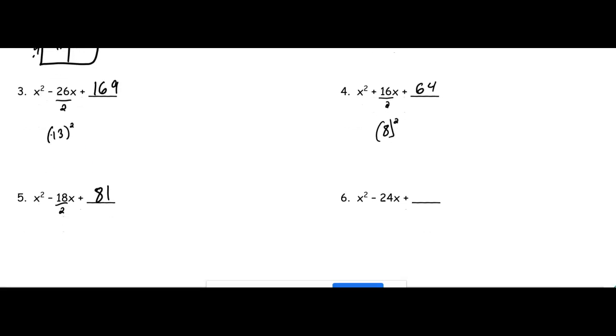And who else am I not forgetting to call on? Michael, what do you think for number 6, Michael? 144. Good. 144. We divide that by 2. Should get the 144.